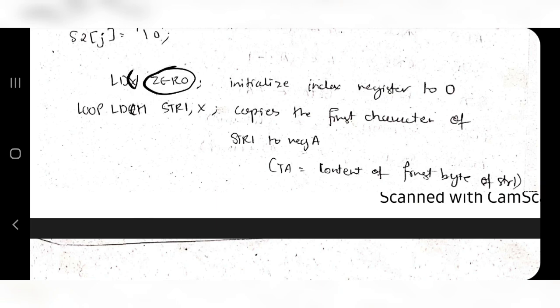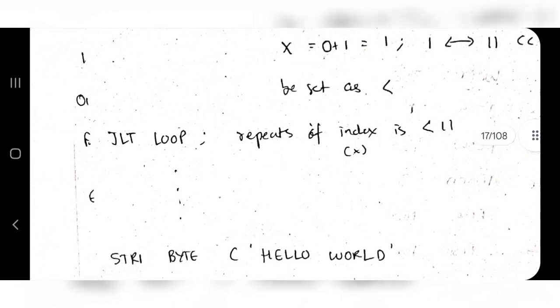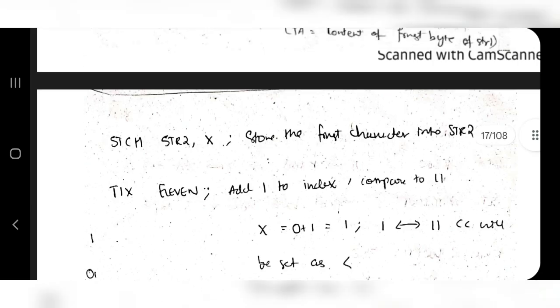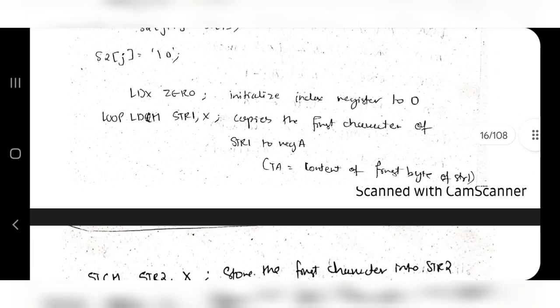What do we have to load? 0. So let's see what 0 is. 0 is a word which has the value 0. So it is a literal value 0 here. Another one, 11 is a word with value 11. Okay, and so register X has the value 0. So this is the X value 0.